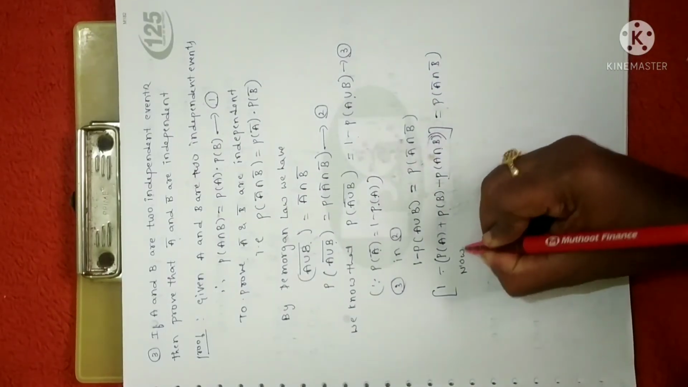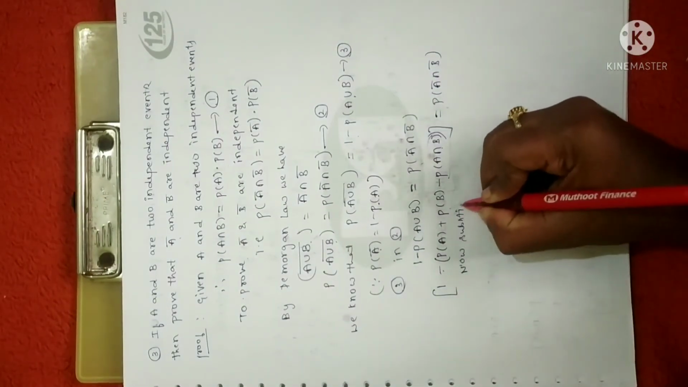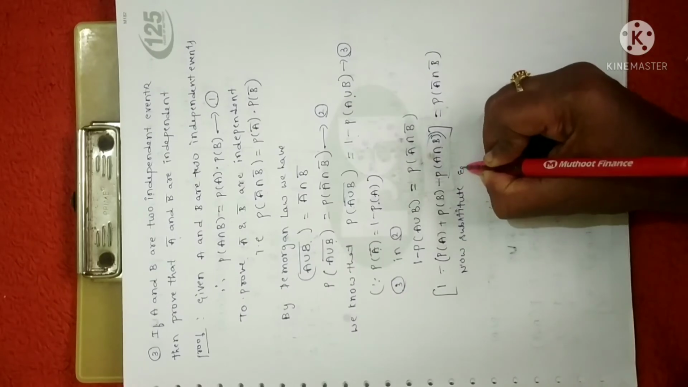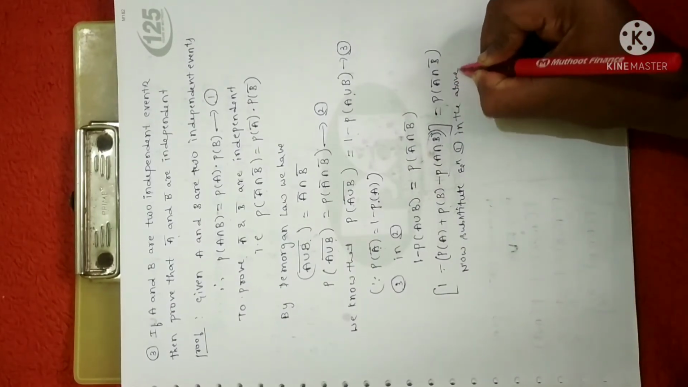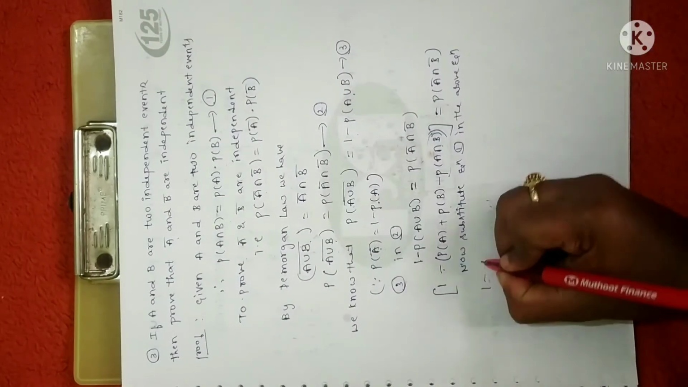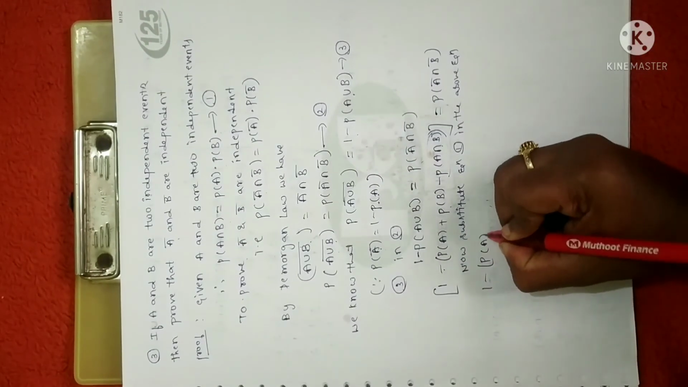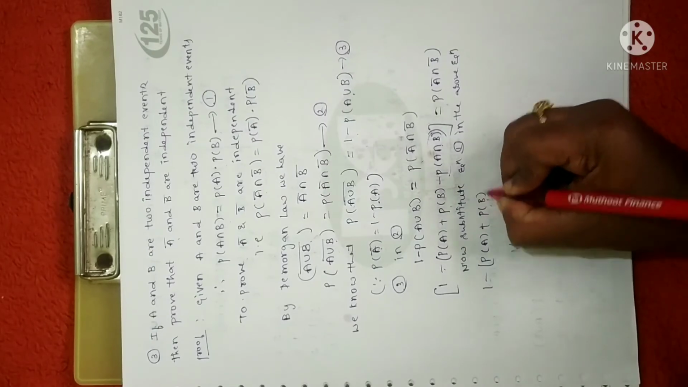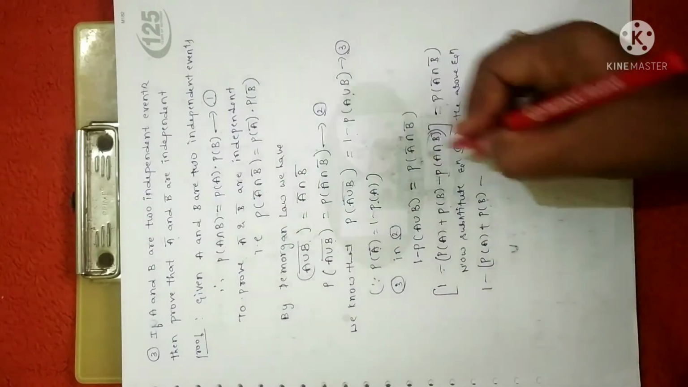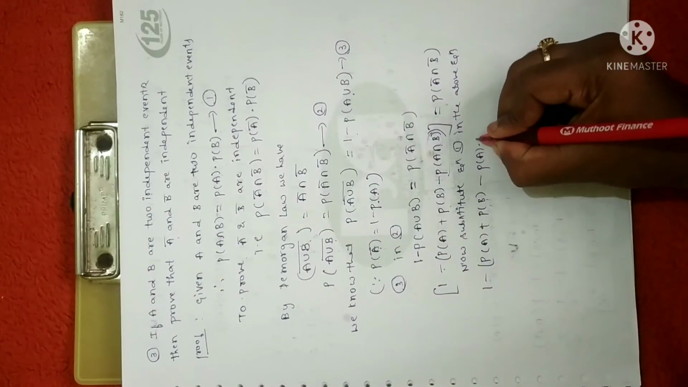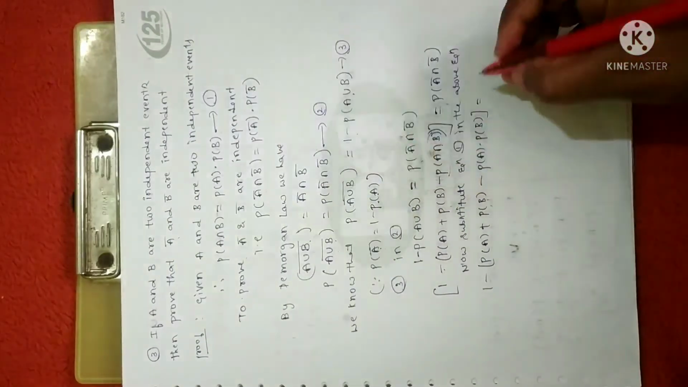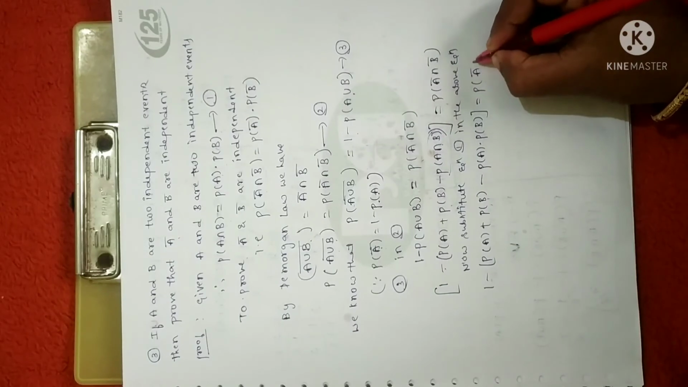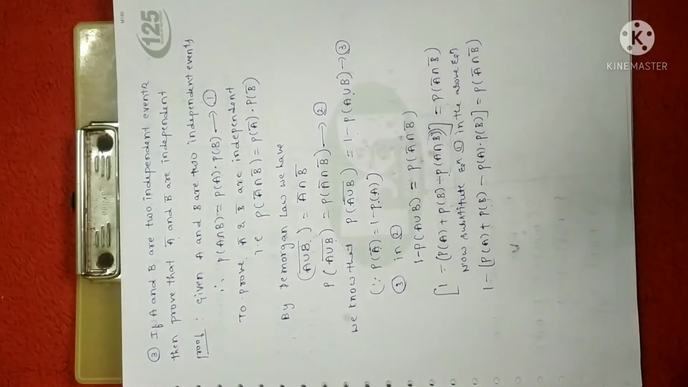Now substitute equation 1 in the above equation. We get 1 minus, open the bracket, probability of A plus probability of B minus probability of A intersection B, which is probability of A into probability of B. Why? Because they are independent events. We can replace it, which is equal to probability of A bar intersection B bar.